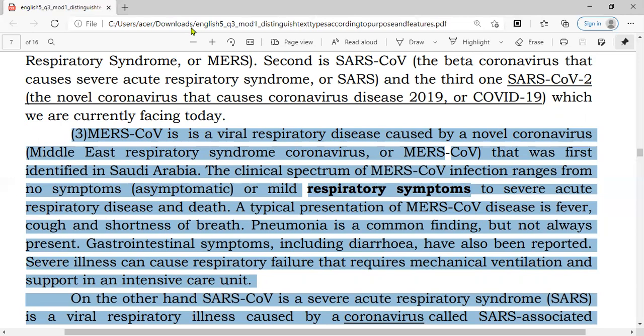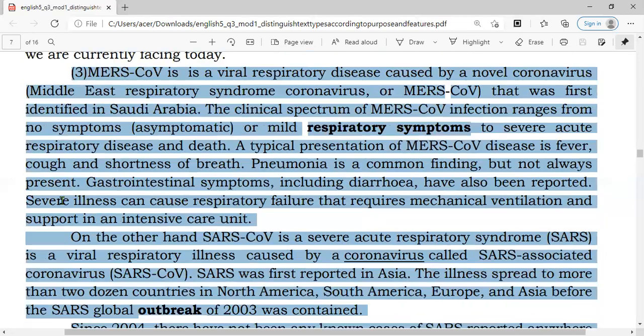So the symptoms here are enumerated also, and then the infection ranges from no symptoms to death. Right? The virus could lead to death.